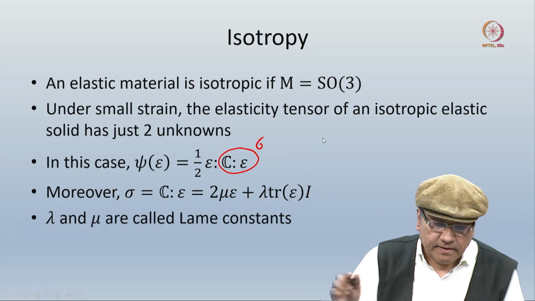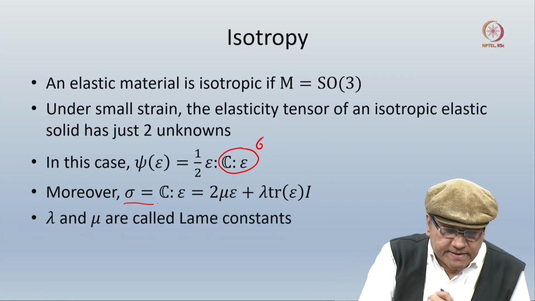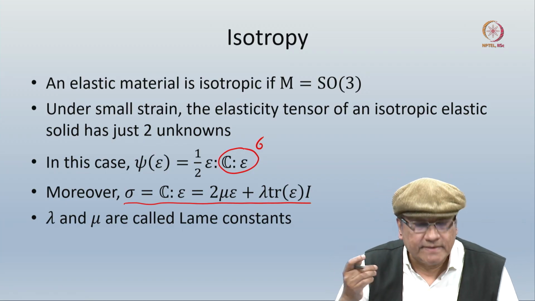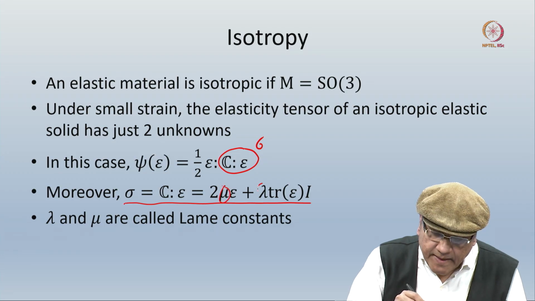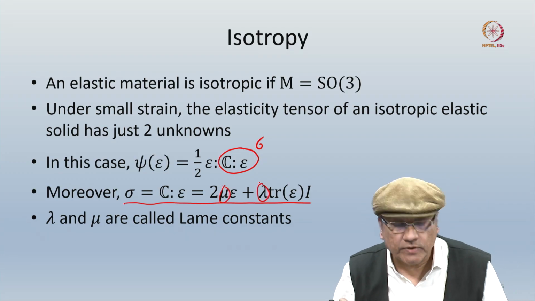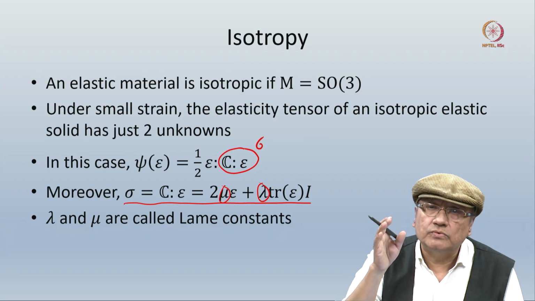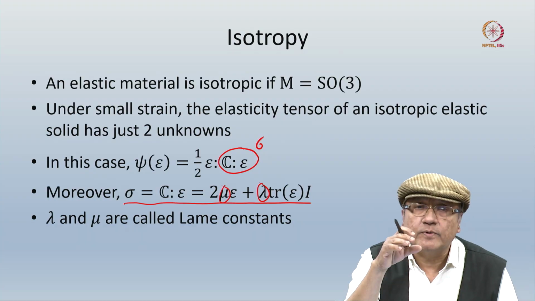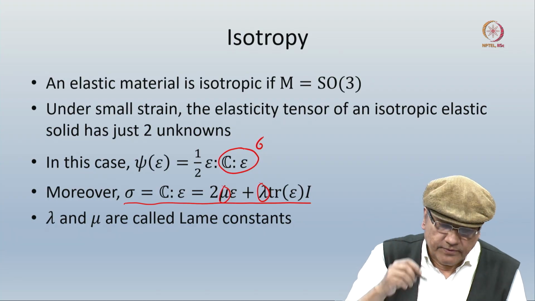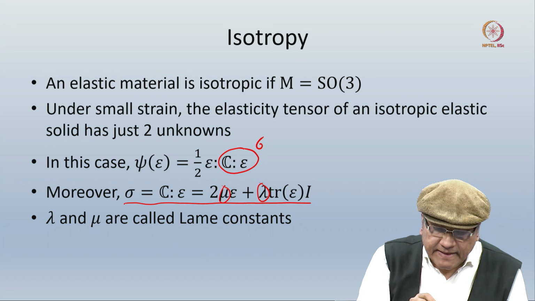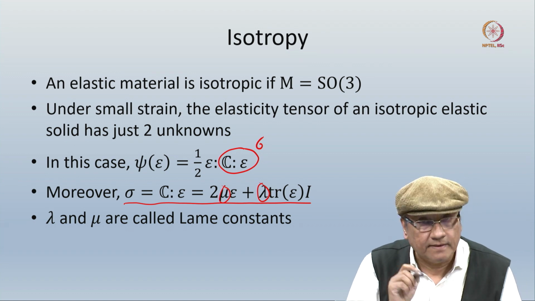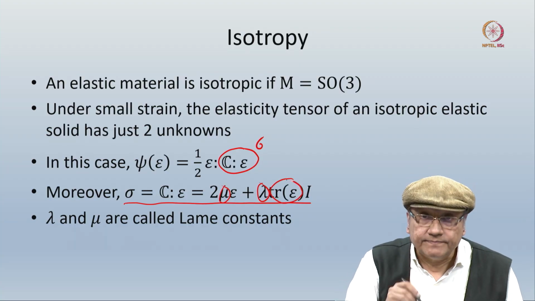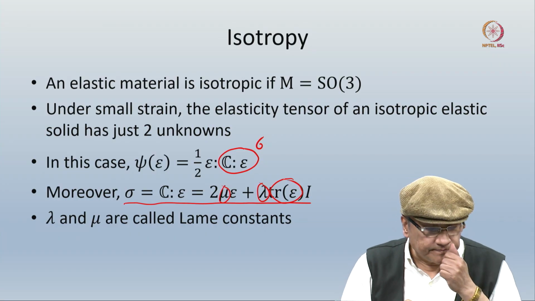Now in this particular case, this sigma, the stress, can be written in terms of two unknowns. We already said these two unknowns are mu and lambda. These are called the Lamé constants. So mu corresponds to the shearing effects, and lambda corresponds to volume change effects, right. So you see that sigma is a linear function of the strain epsilon, because stress is a linear operation on epsilon.